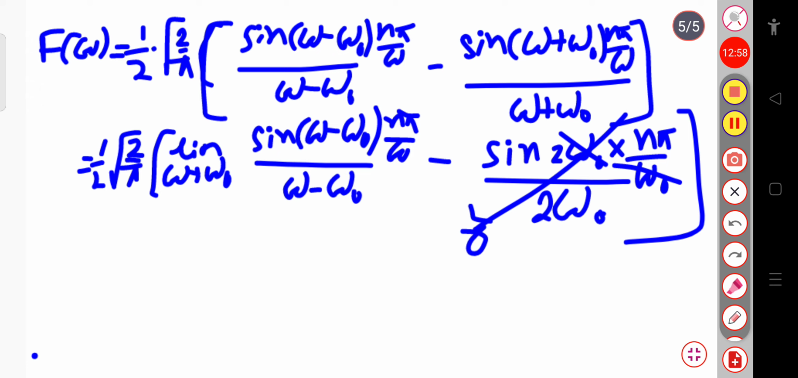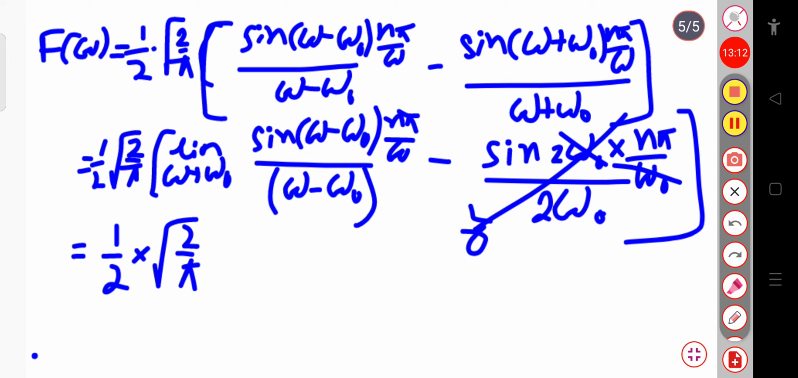This will be equal to 1 by 2 into root over 2 by pi. In this first part, if I multiply n pi by omega in the denominator and numerator, then this will be equal to, here I am writing n pi by omega. Let me write the limit part first: limit omega tends to omega naught.